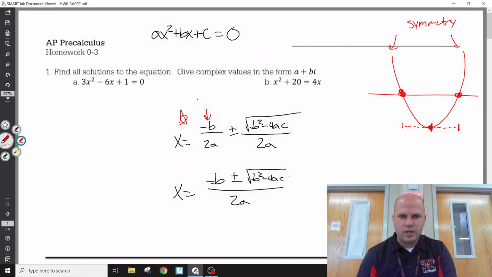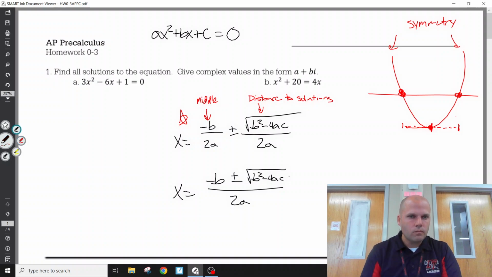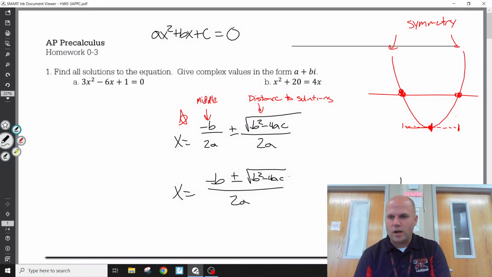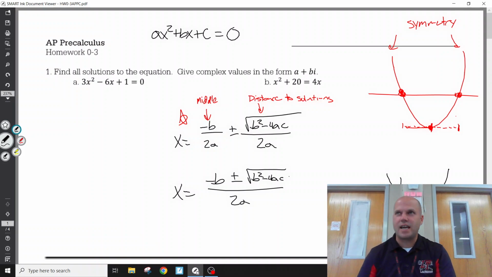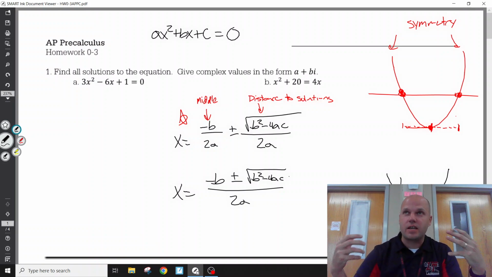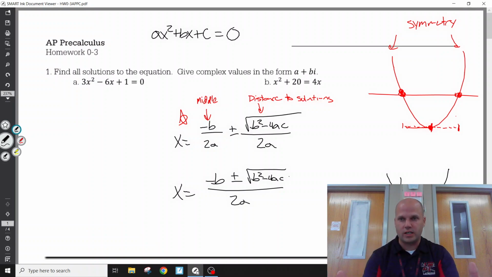Because we can see this would be the x location of the middle, and this is the distance to both solutions. This distance subtracting from the middle, and this distance adding from the middle, would get our solutions. There are some times our quadratic will not have real zeros that you can see. They will not cross the x-axis. However, there will be solutions, which we'll call imaginary numbers, that theoretically can go into the equation and solve it. And we'll get into that.